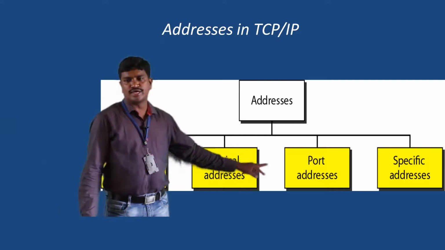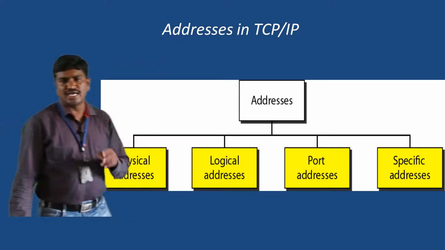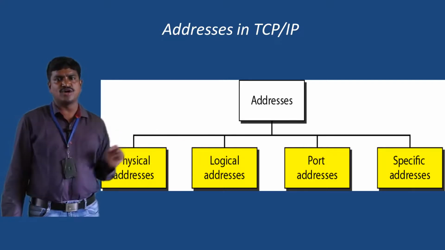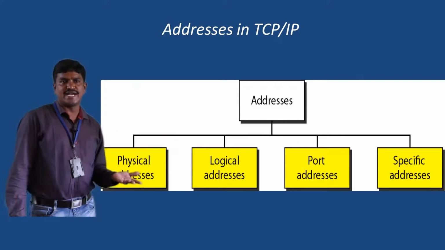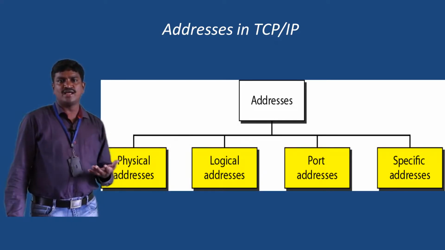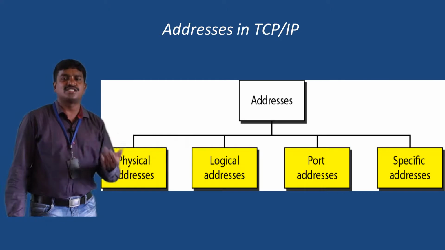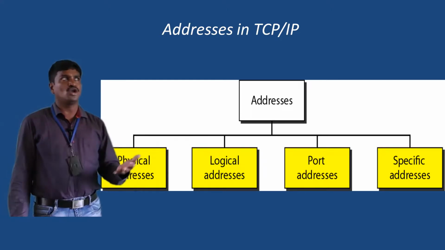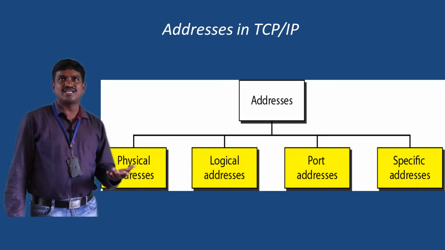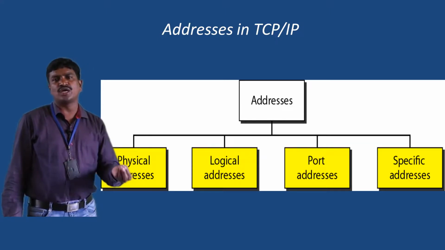Port address. In case of port address, as I already told you, when a system exists, there are multiple applications running on it. Every application should have an identity. So knowing the system address is never helpful for us. Knowing the application address on the system is helpful. Knowing the college address is not enough without knowing your classroom.